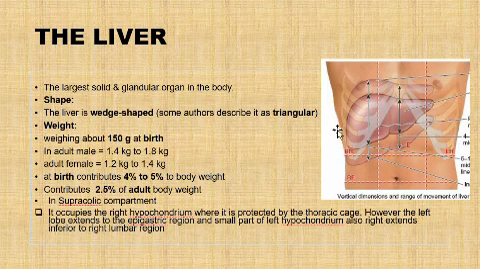you will hear someone telling you that it is a triangle shape because it has three sides with three angles, and it weighs about 100 grams at birth, and you can see here its contribution to the weight of the body in adults and at birth. This organ, you can find it in the supracolic compartment, and it occupies the right hypochondrium here.